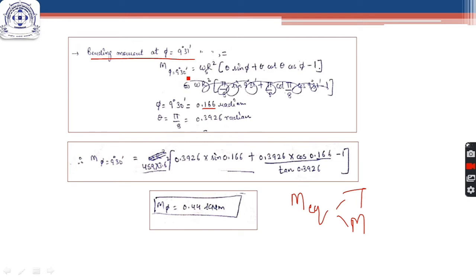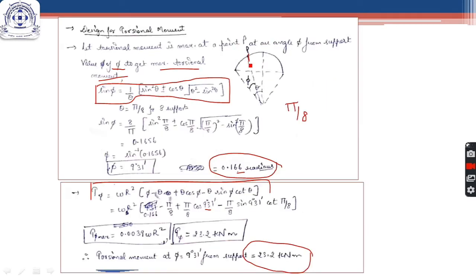So M at 9 degree 31 minutes: the general expression for M phi is WR square times theta sin phi plus theta cot theta cos phi minus 1. We substitute theta equal to 22.5 degree or pi by 8, which is equal to 0.3926 radian. I have converted 22.5 degree into radian, which is 0.3926 radian, and phi equal to 9 degree 30 minutes also into radian, which comes out to be 0.166. We substitute these values here to get M phi as 0.44, and this is the bending moment at this point P where torsional moment is maximum.